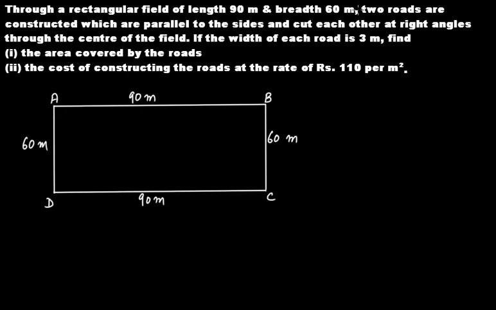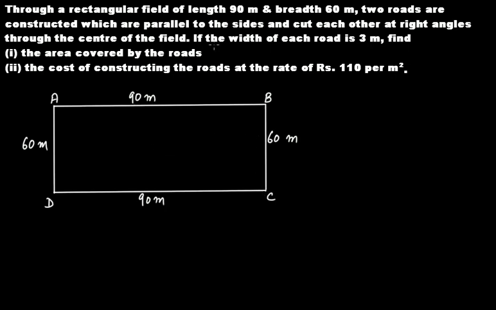Now, two roads are constructed which are parallel to the sides. So one road will be parallel to this side, that is length, and another road will be parallel to this side, that is breadth, and cut each other at right angles through the center of the field. And that makes sense. If one road is parallel to the length and another road is parallel to the breadth, then of course they will cut at 90 degree because these two sides are actually at 90 degree.